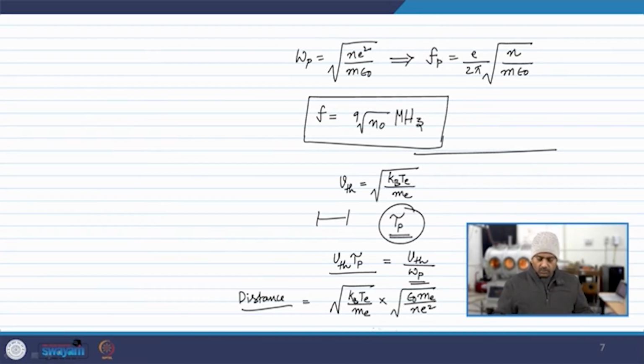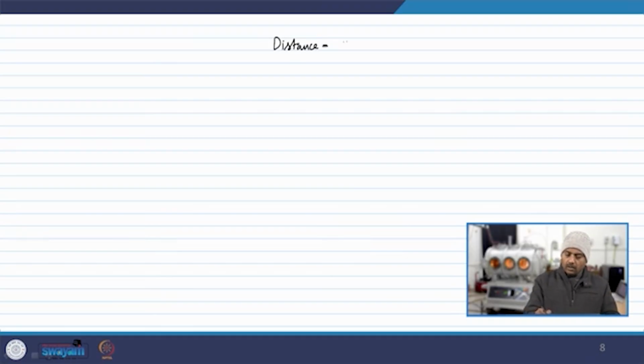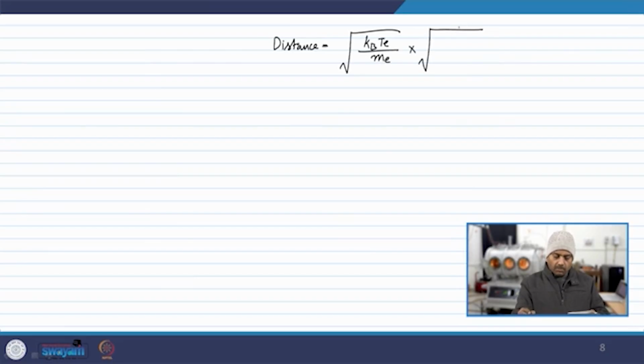Now, surprisingly, if you simplify this, let us say we write it again. Okay. So, this distance is a ratio, right, which is square root of k_B T_e by m_e, thermal velocity, into 1 by omega_p, which is square root of epsilon_0 m_e by n e^2. So, if you multiply this, what you will realize is it will be square root of k_B T_e epsilon_0 by n e^2.